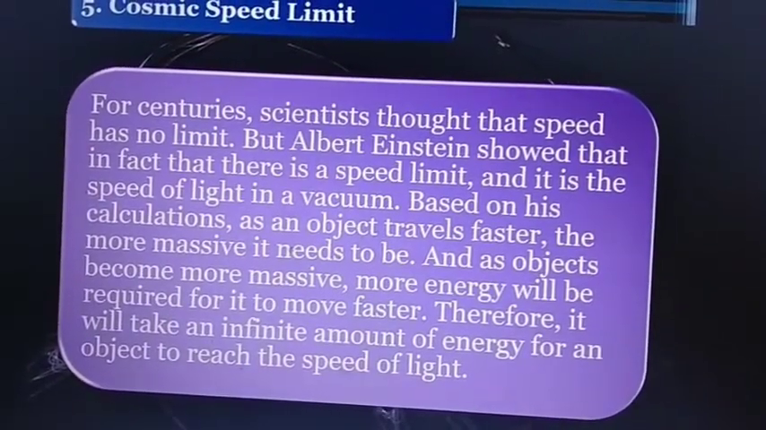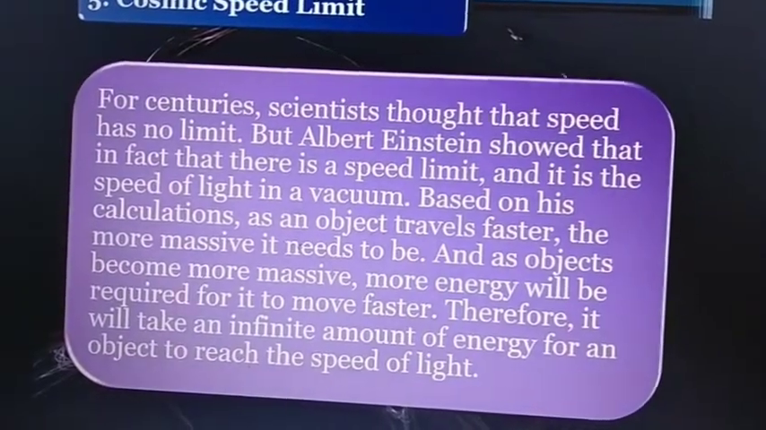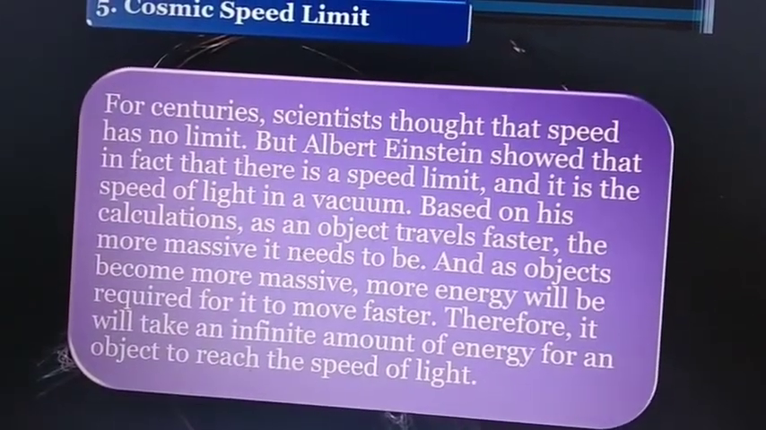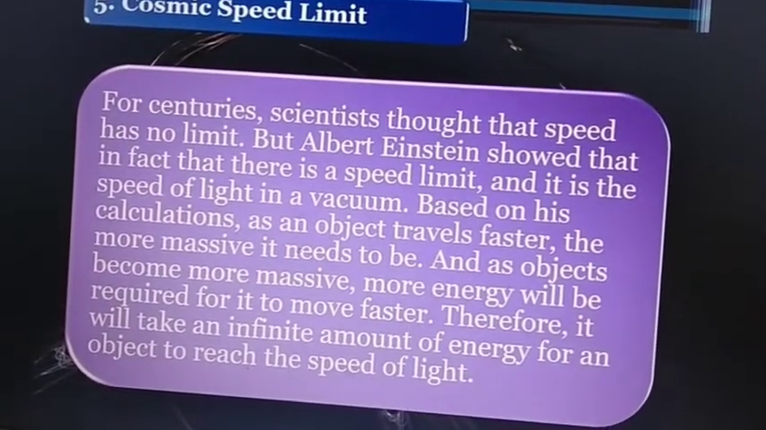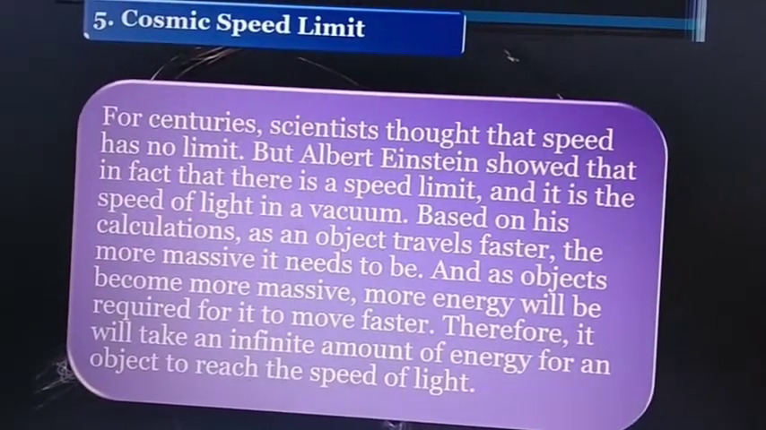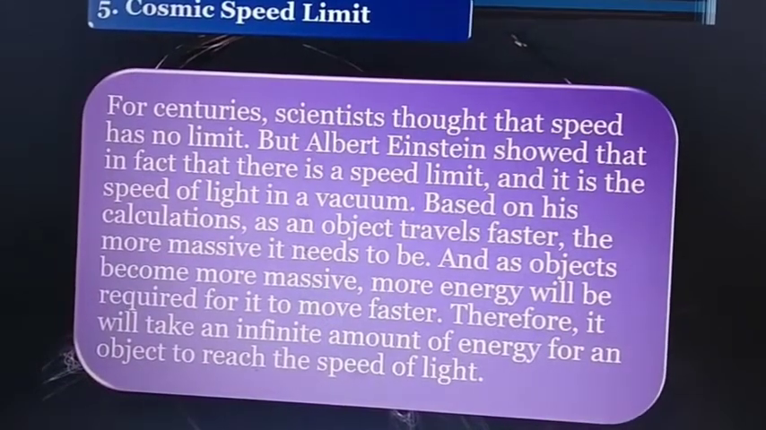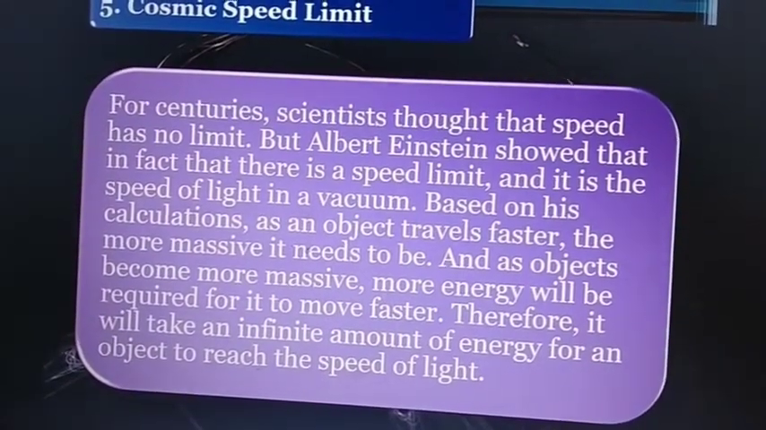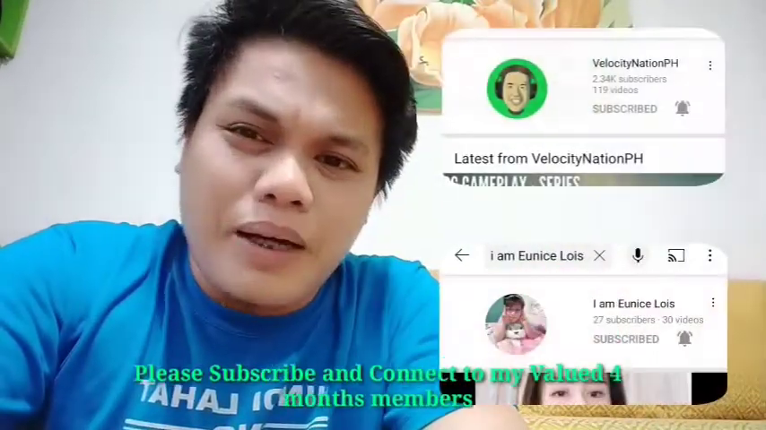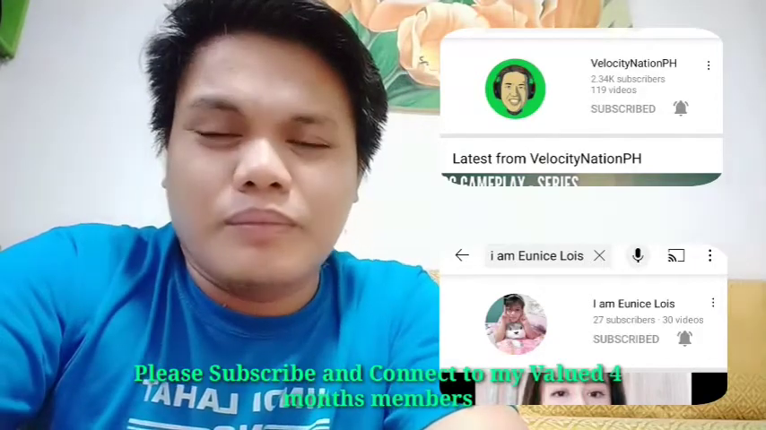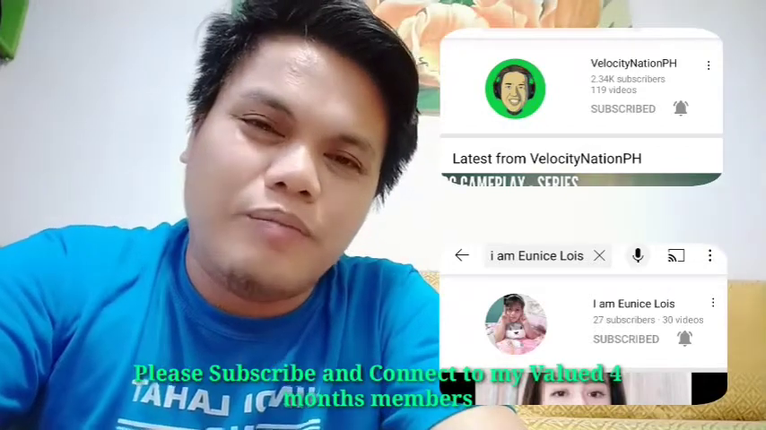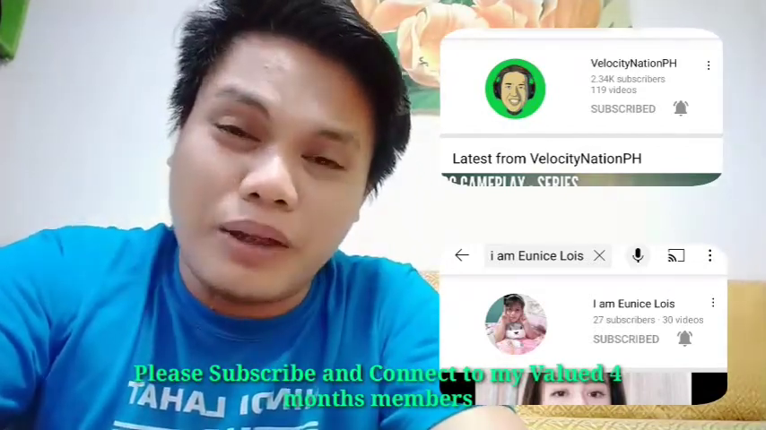Kaya nga yung kanyang energy equation E is equal to mass times the speed of light squared. Ibig sabihin, energy is directly proportional to mass and to the speed of light. Solution niya para ma-resolve yung conflict ideas ni Isaac Newton and ni James Clerk Maxwell as well.